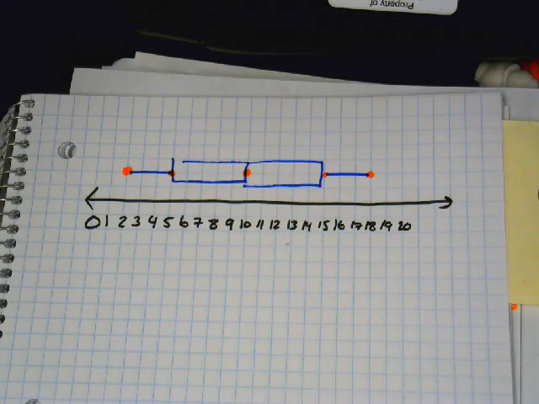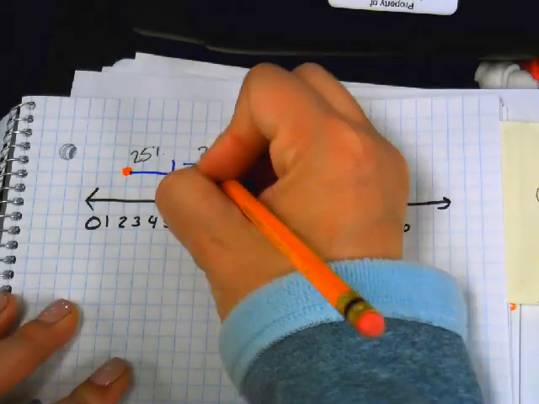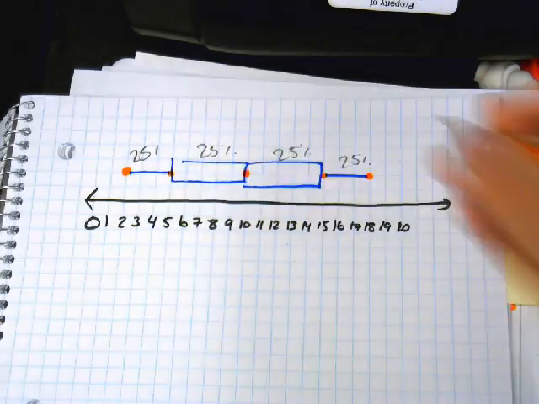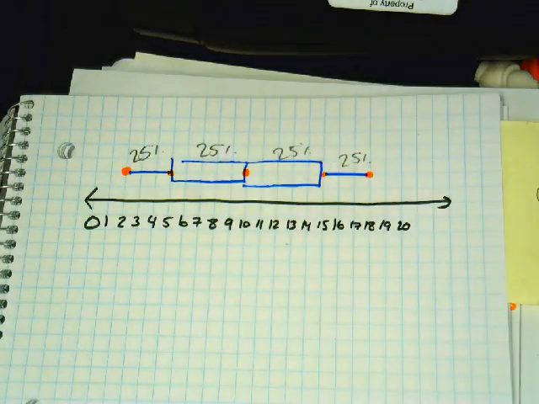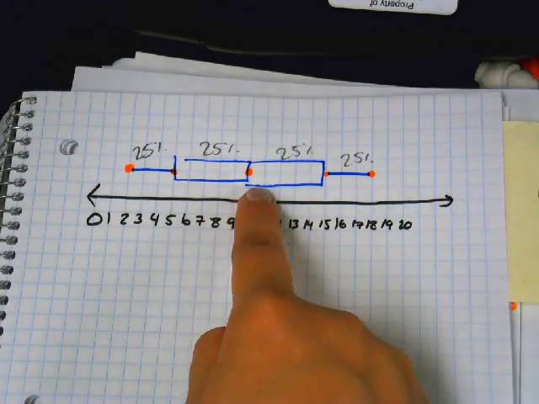Median, middle number. Okay? Each section is worth 25%. Each section is worth 25% of the data in the class. That makes sense. What's 25 plus 25? 50. So the median is 50%. Makes sense. In the middle.